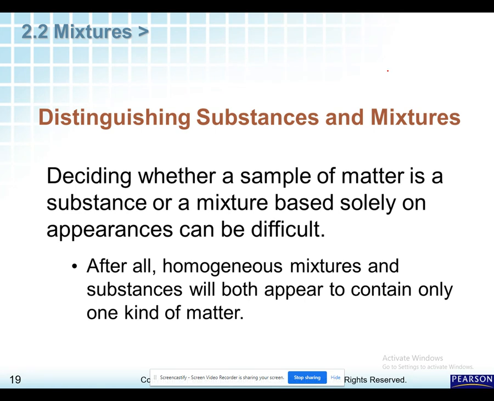This is the last part we're going to talk about before we stop, and it's how to distinguish substances and mixtures. Deciding whether something is a substance or a mixture based on appearance alone can be a little bit difficult. Remember, a substance can be an element or a compound, and then there is a mixture. After all, homogeneous mixtures and substances usually look like they are one phase, so they appear to have only one kind of matter.